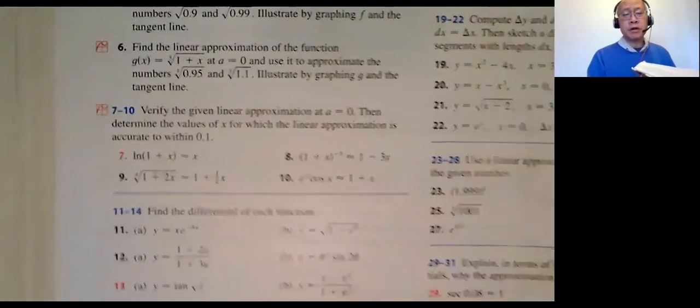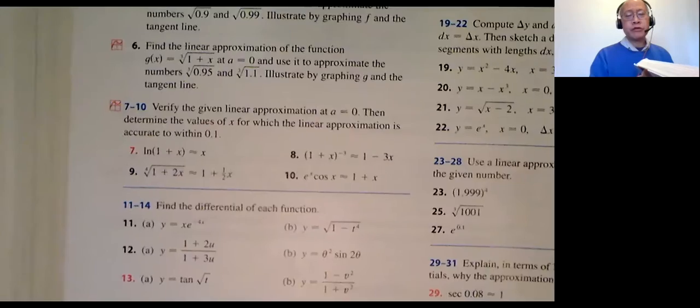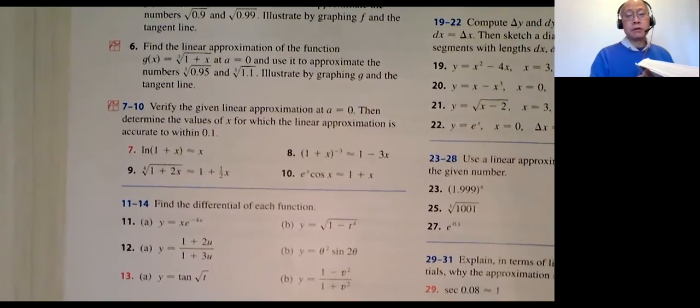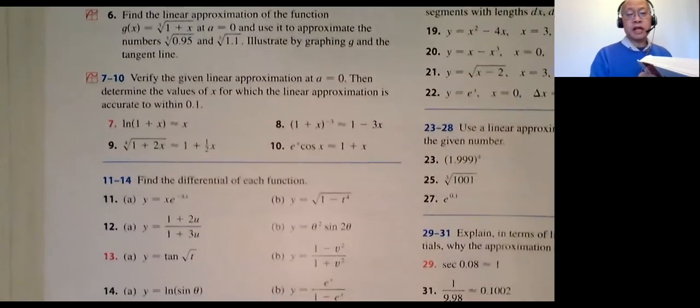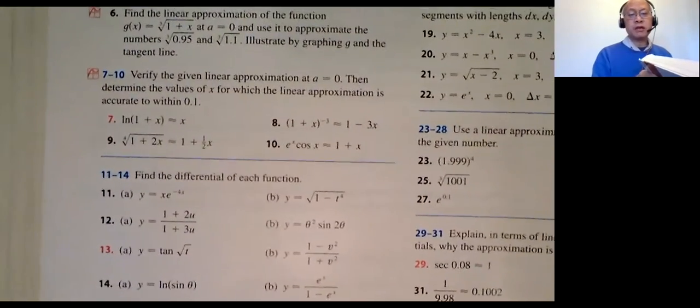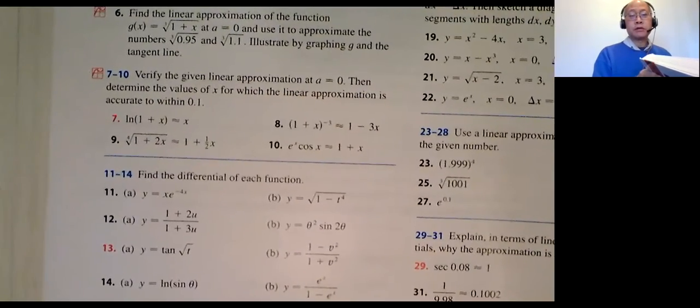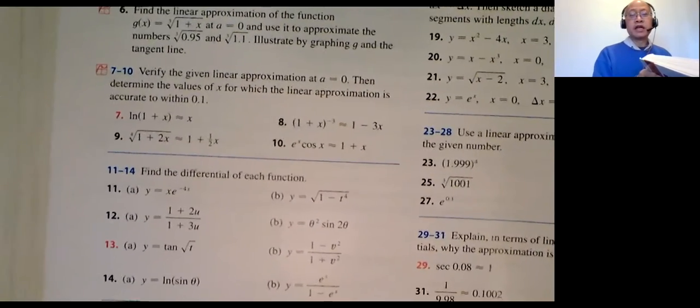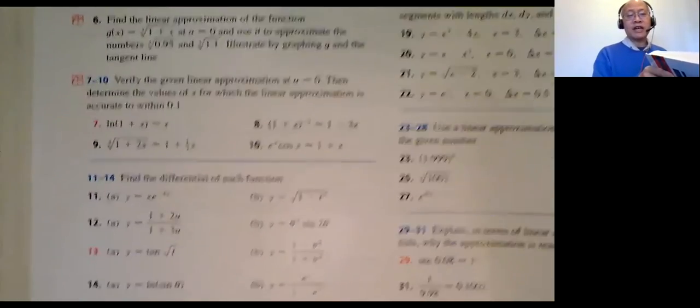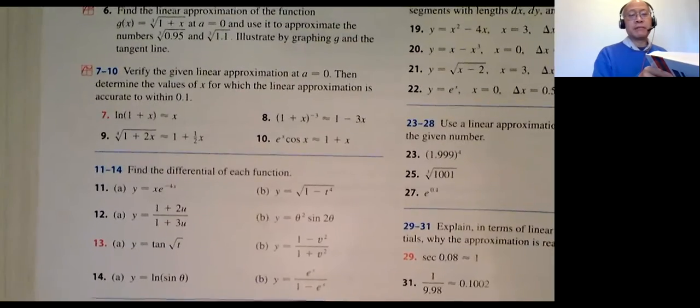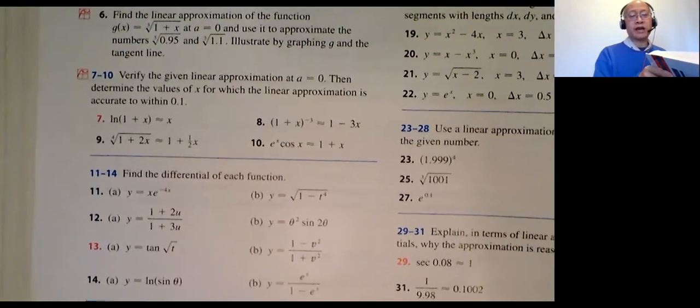Okay, and a heads up, for 7 and 9, they're really the same kind of problem. See where 7 and 9, it's got the squiggly equal, which means approximately equal. The right-hand side is the back of the book, essentially. So treat 7 and 9 as saying give the linear approximation at a equals 0. Pretend it's like 1, 3, and 5, and the back of the book for number 7 says x, and the back of the book for number 9 says 1 plus half x.